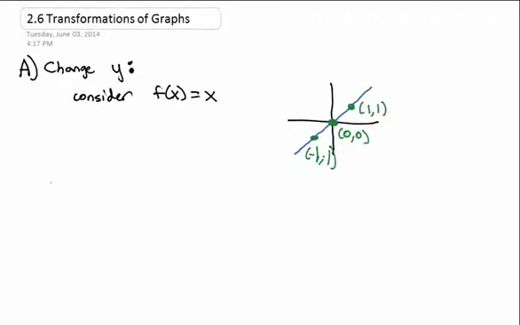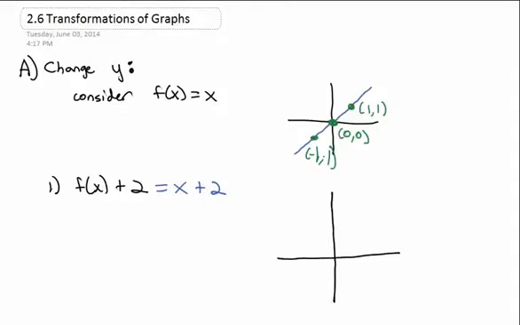And we're going to look at what happens when we take the function f of x and we add a number to it. Maybe we'll add 2 to the function. Well, the function used to be just x, and we said we were going to add 2 to it, so now it's x plus 2. And we're going to look at how this changes the y coordinate. Now, we should know that x plus 2 has a y-intercept at 2 and a slope of 1, so it's going to go something like this.